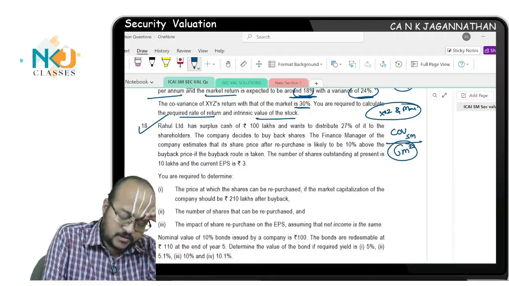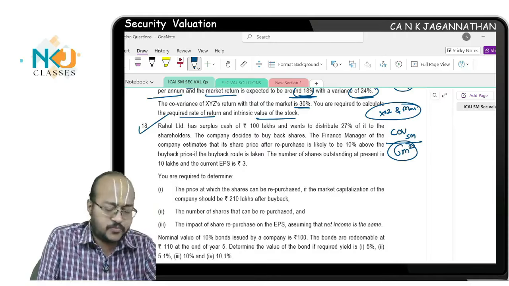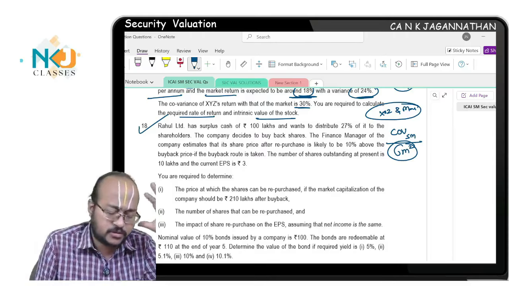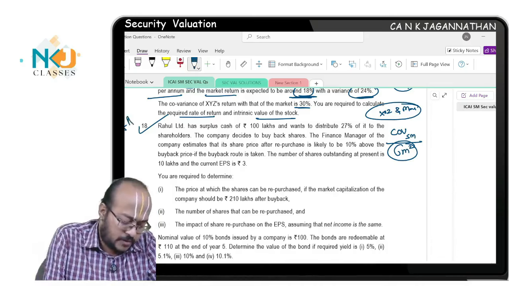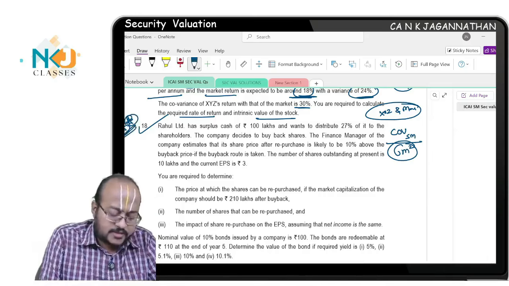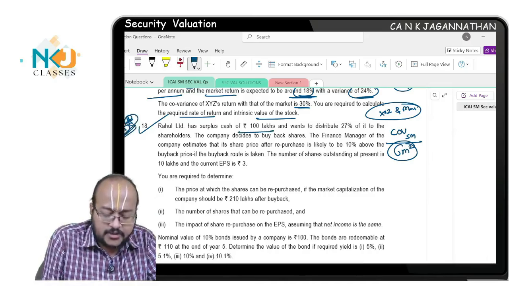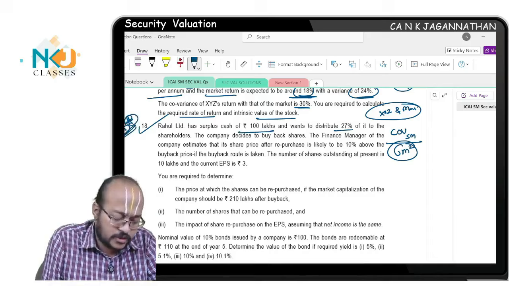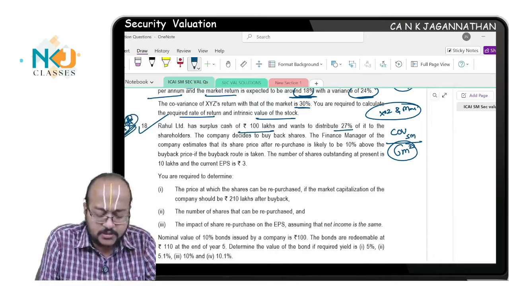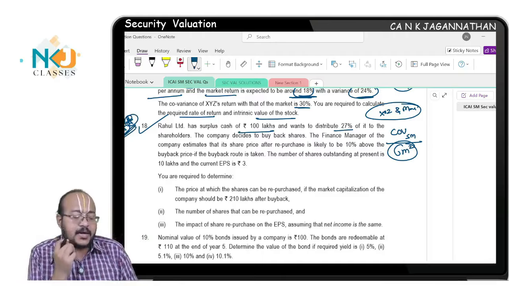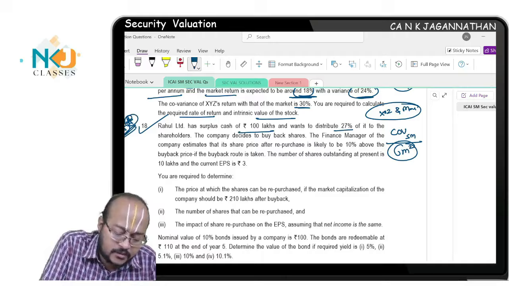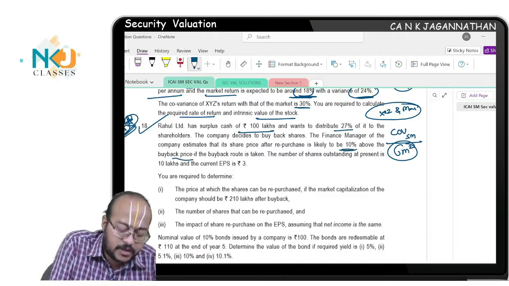This is one of the questions which they have put in the security valuation segment. See, this is marked as important. This buyback question is marked as important. See, Rahul Limited has surplus cash of 100 lakhs and wants to distribute 27% of it to the shareholders. The company decides to buy back the shares. The finance manager of the company estimates that its share price after repurchase is likely to be 10% above the buyback price if the buyback route is taken.